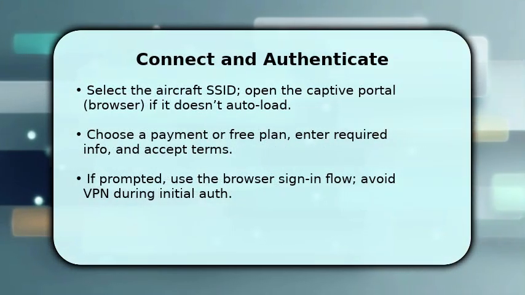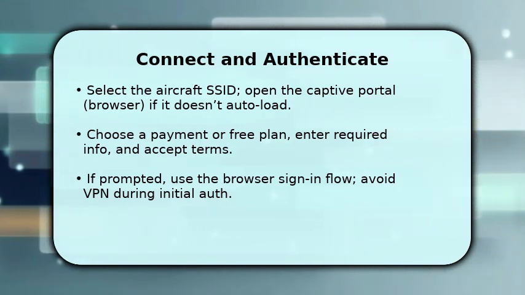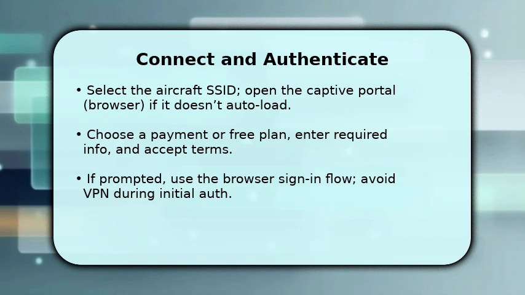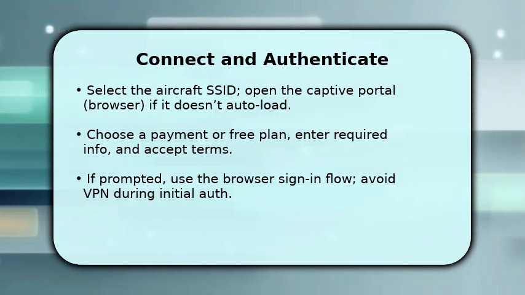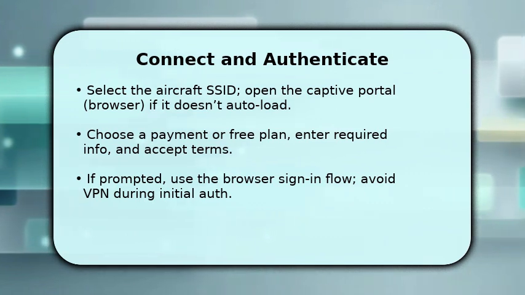You should now pick the airline network SSID from the Wi-Fi list and wait for the captive portal to appear. If it doesn't, open a browser and try any non-HTTPS site to force the login page. Once the portal loads, follow the steps. Choose the free or paid plan, enter your details, and accept terms.